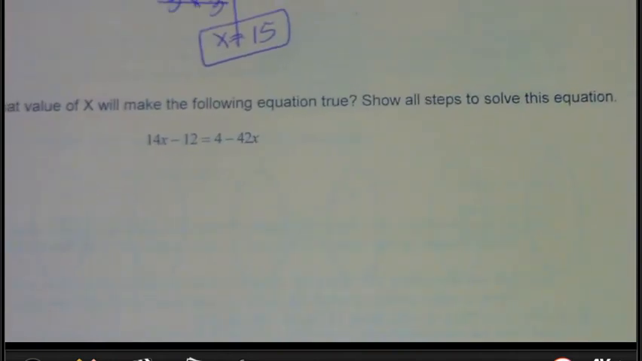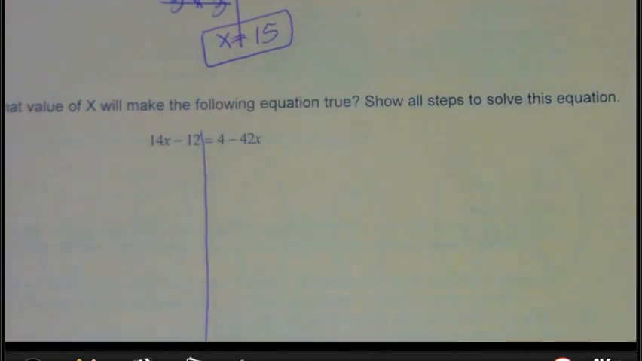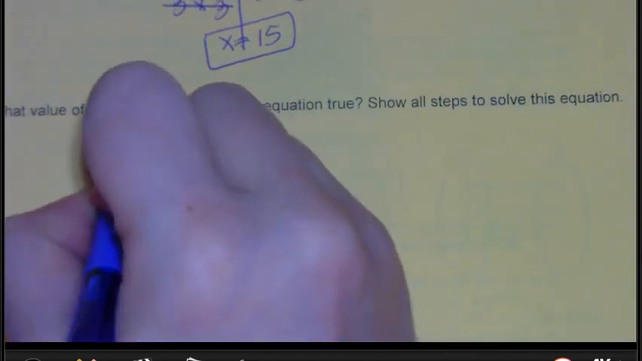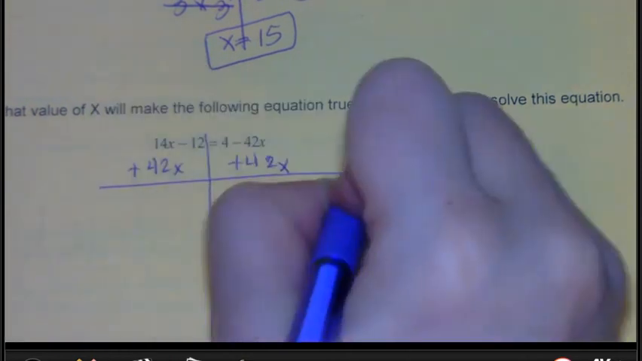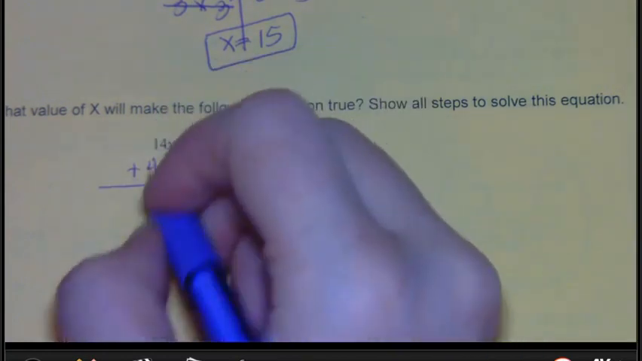All right, number 10. What value of x will make the following equations true? Show all your steps for this equation. All right, so I've got 14x minus 12 equal to 4 minus 42x. Well, I am going to go ahead and move the 42x. So I'm going to add it from one side to the next. I'm left with 4 is equal to negative 12. 4 plus 2 is 6.